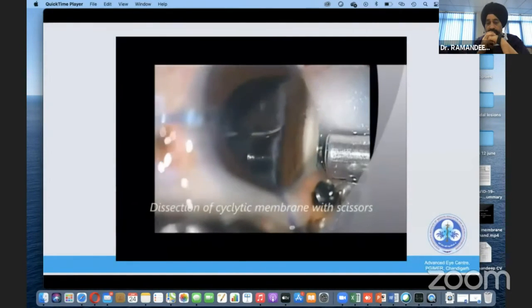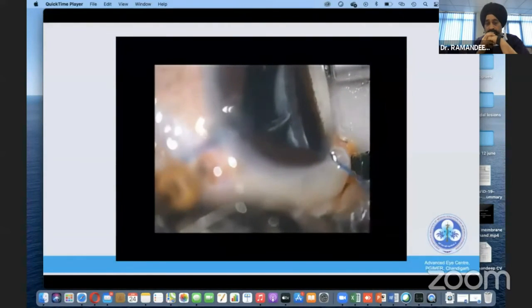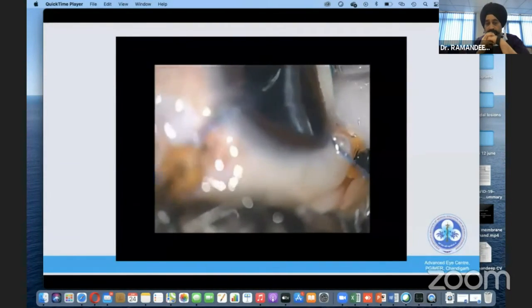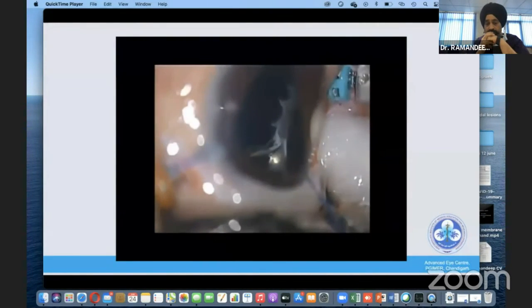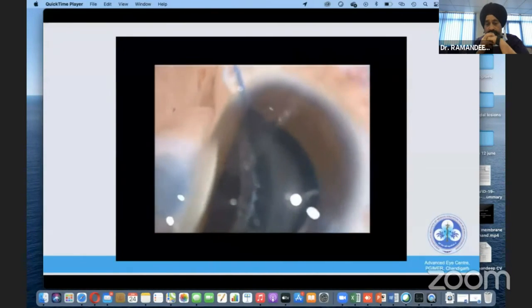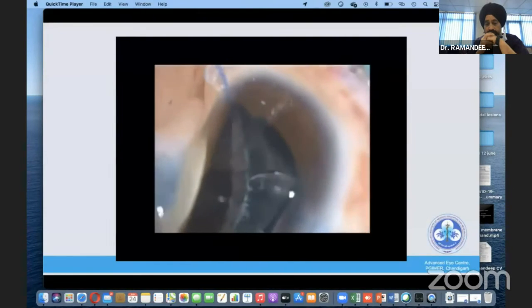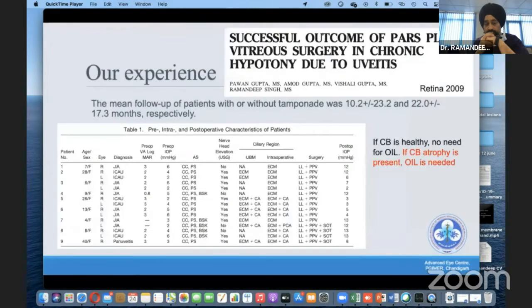Dissection here is more difficult, but again, you have to try to release as much of the cyclitic membrane as possible, because the more healthy ciliary body there is, the lesser is the need to use a tamponading agent like oil. So again, meticulous dissection is very important. This is a high magnification view in this eye. You can do this procedure very meticulously under the microscope illumination at high magnification. Once you have completed the vitrectomy, you give tamponade or no tamponade, and the surgery is closed.